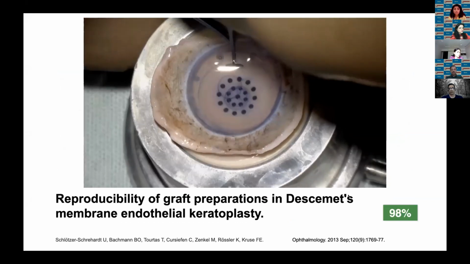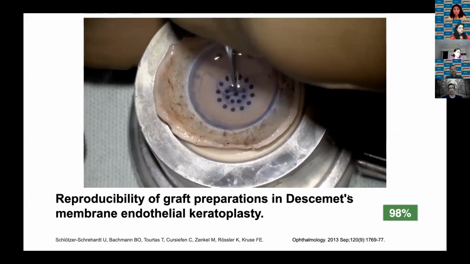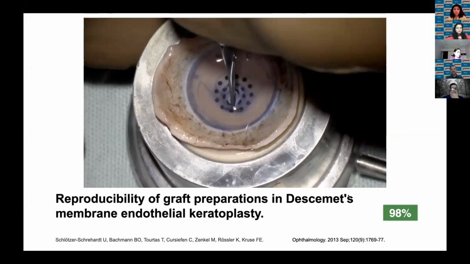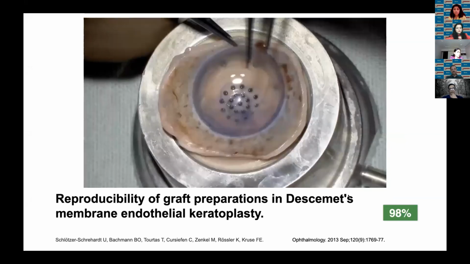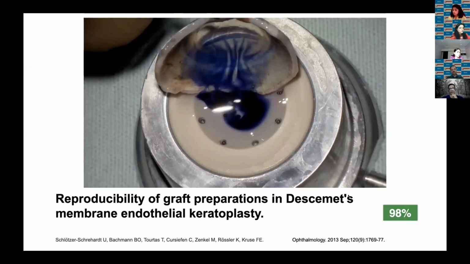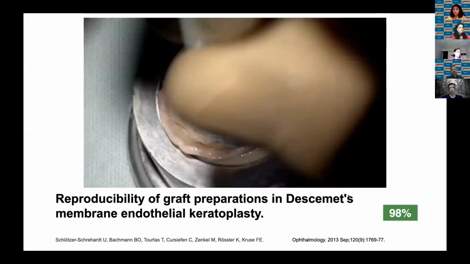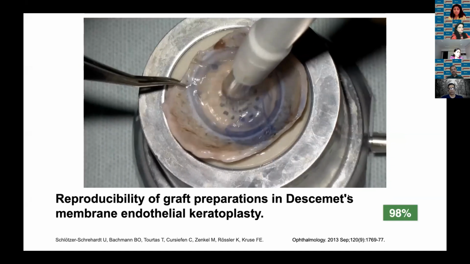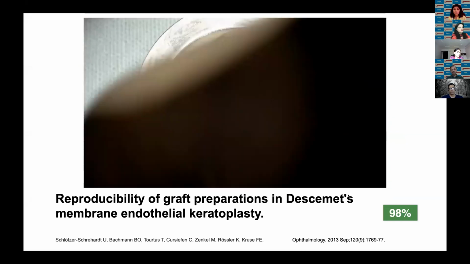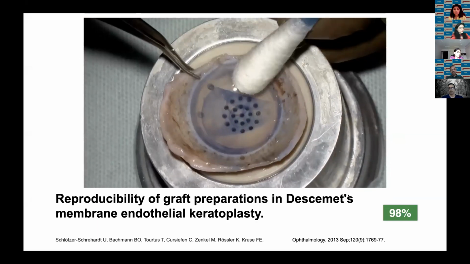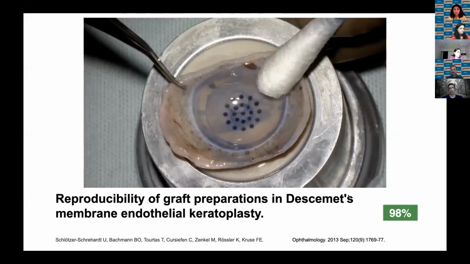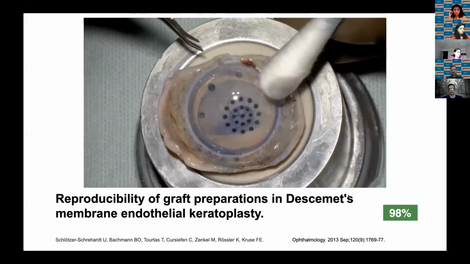The donor preparation, in some of the countries, especially in the United States and Europe, you have eye banks preparing the donor tissue for you. So you get them as pre-stripped tissue. But in our part of the world, we still have to prepare our donor tissue. And this is fairly reproducible, as we will hear in the later presentations. And the tissue loss rate is less than 2%.